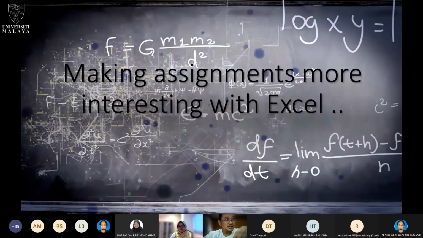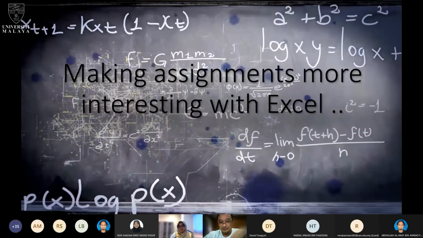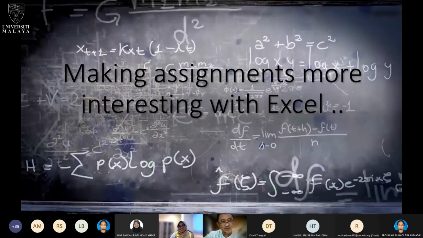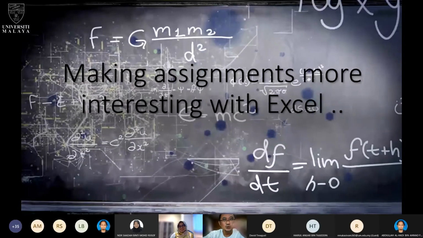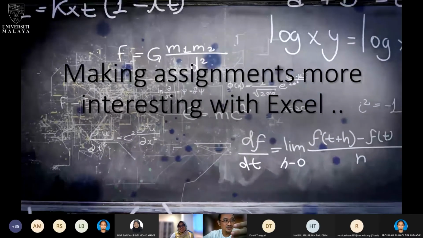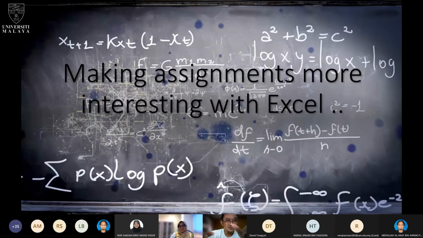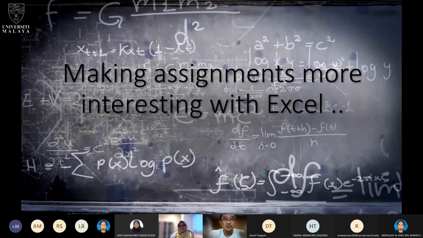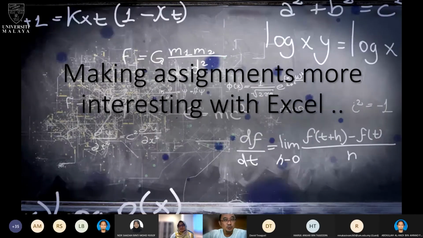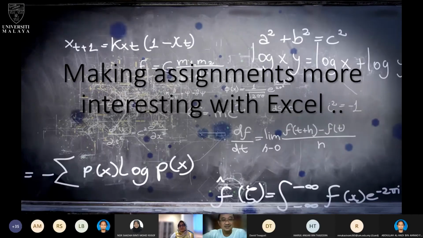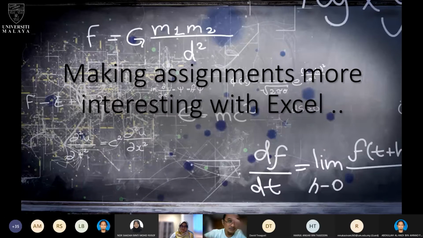First of all, making assignments more interesting with Excel. At least in the chemistry department, we have a problem of getting students interested in computational chemistry, or in anything that has to do with computers. I'm not talking about using computers to do things. I'm talking about computers in chemistry, how chemistry and computers are so tightly linked that we have to know computers in order to do chemistry, some aspects of it.